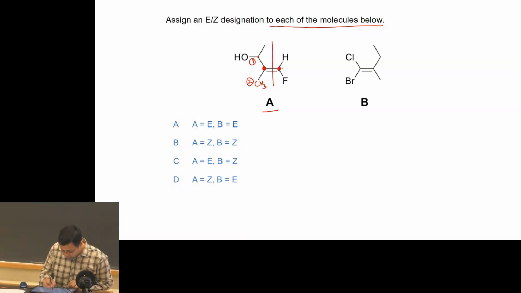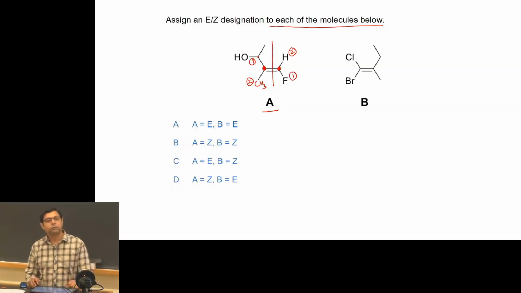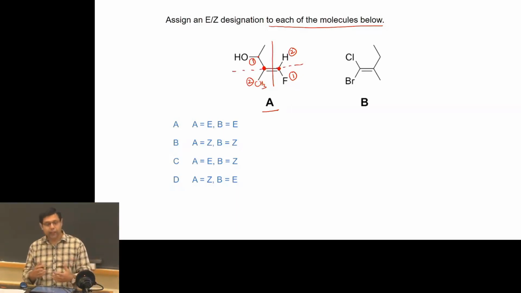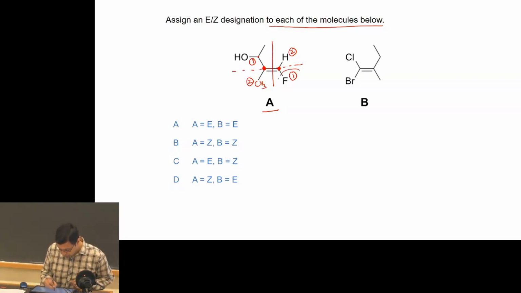For this double bonded carbon, hydrogen gets priority 2, fluorine gets priority 1. Fluorine has higher atomic number than hydrogen. Now draw a dotted line parallel to the double bond. Locate the higher priority groups.